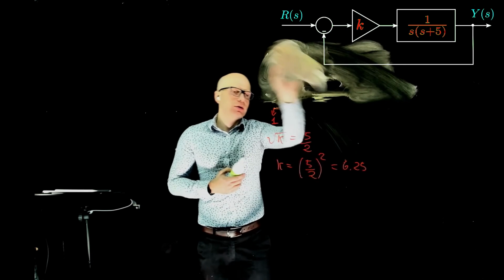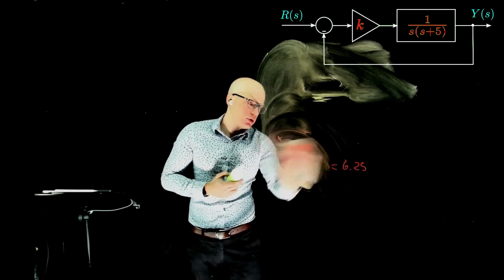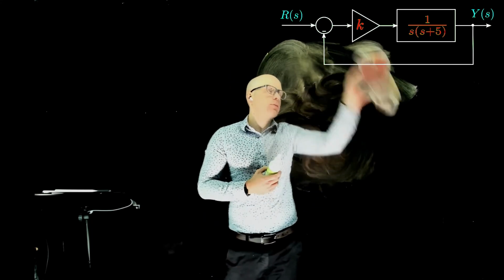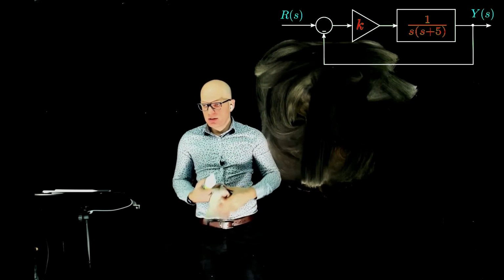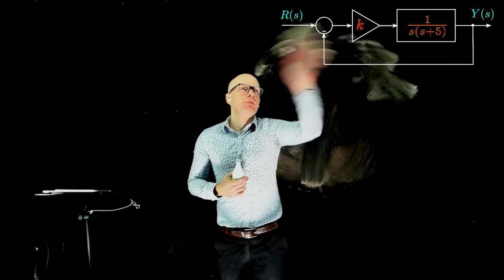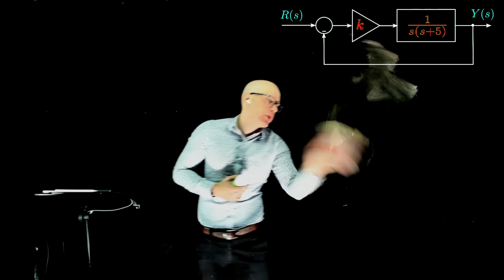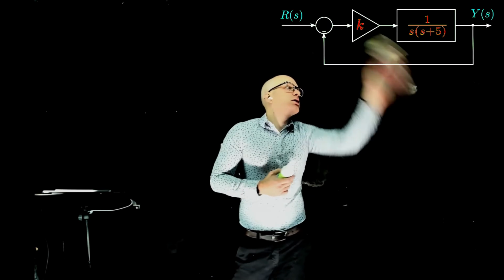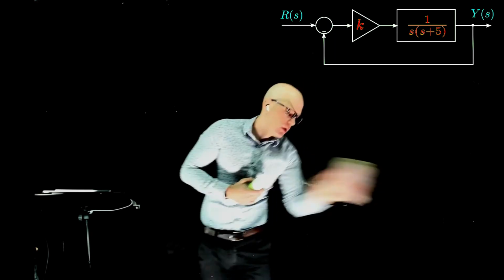Okay, now let's do part 2 of this question. In part 2 of this question, we want to calculate the steady state error to a unit ramp input, I believe. Or to a ramp input. Let's say it's just a ramp input. What is the steady state error? How do we do that?